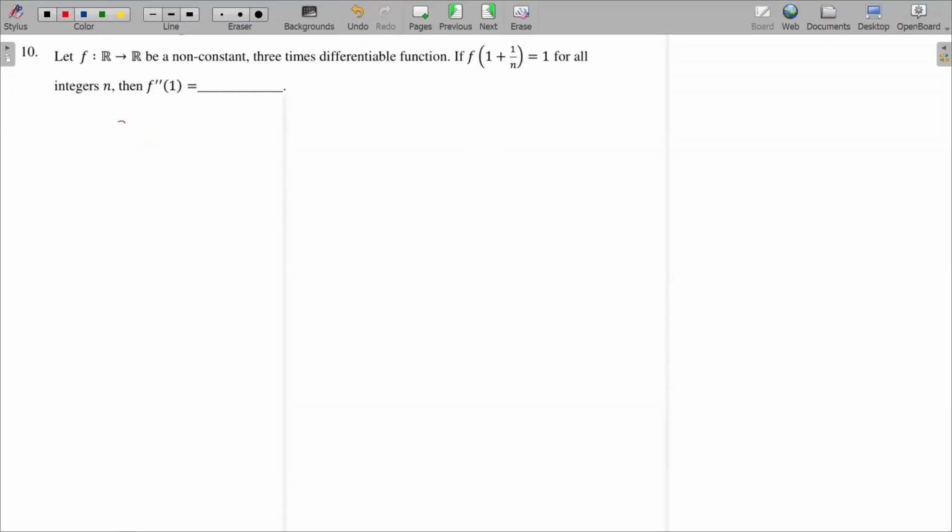So if I take my sequence xn as 1 plus 1 by n simply, then xn converges to 1, and f is continuous. It's differentiable, which means it's continuous. So f of xn must converge to f of 1, right? But we know f of xn converges to 1. It's a constant sequence 1. So this implies f of 1 must be 1. First observation: continuity gives me this.